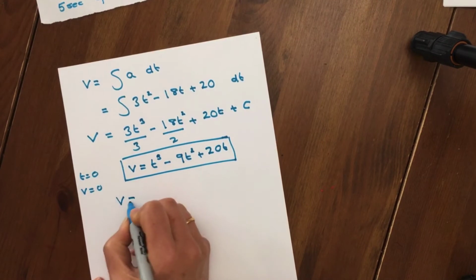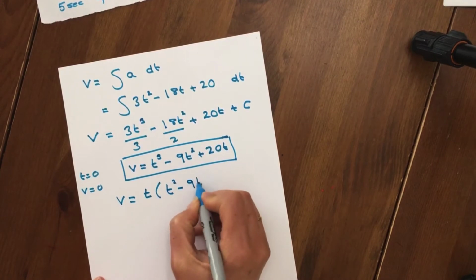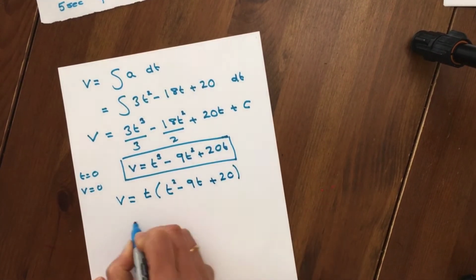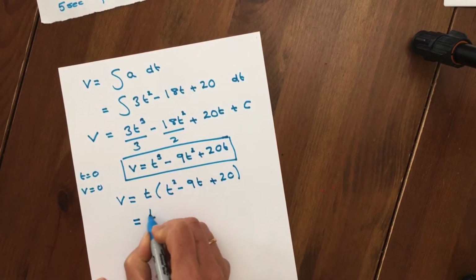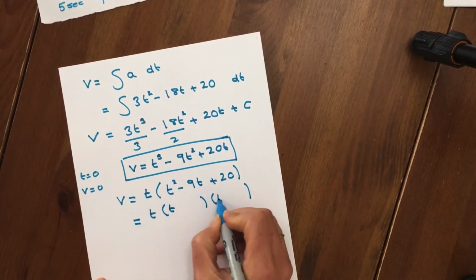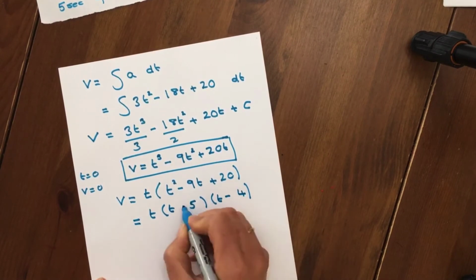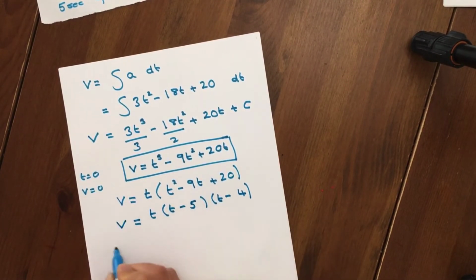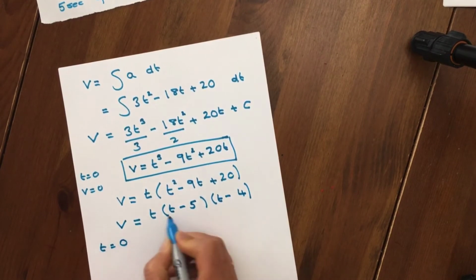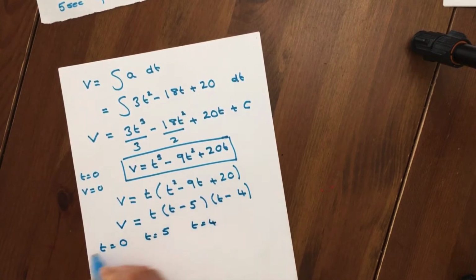So to sketch this, I can see I've got a cubic. So let's see where the graph intersects the x-axis. If I factorise, take out t first, and then hoping that my quadratic here will factorise, just see if that factorises, guys. Yep, well done, well spotted, with a 5 and a 4. So I can see that when v is nothing, t is nothing, t is 5, or t is 4. Those are the values that it crosses the x-axis when v is nothing.